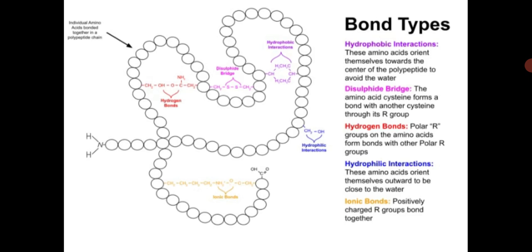Here, some bonds in the tertiary structure of a protein are shown. The hydrophilic interactions are where the amino acids orient themselves outward to the structure of the protein, towards the water. Hydrophobic interactions, disulfide bridges, hydrogen bonds and ionic bonds are involved, but there is no involvement of a hydrophilic interaction in the tertiary structure of a protein.